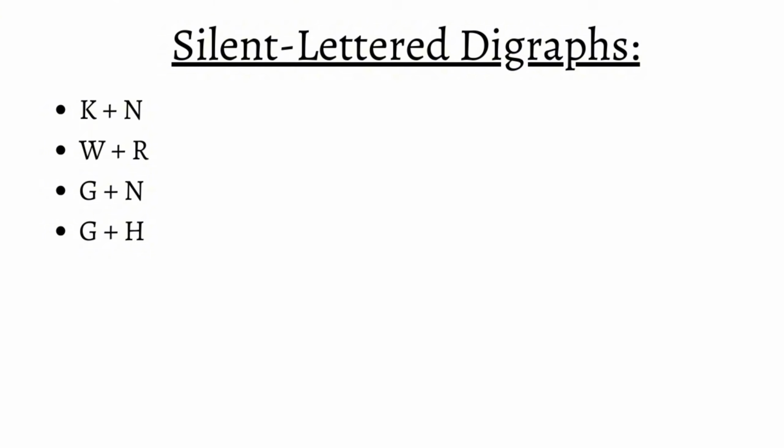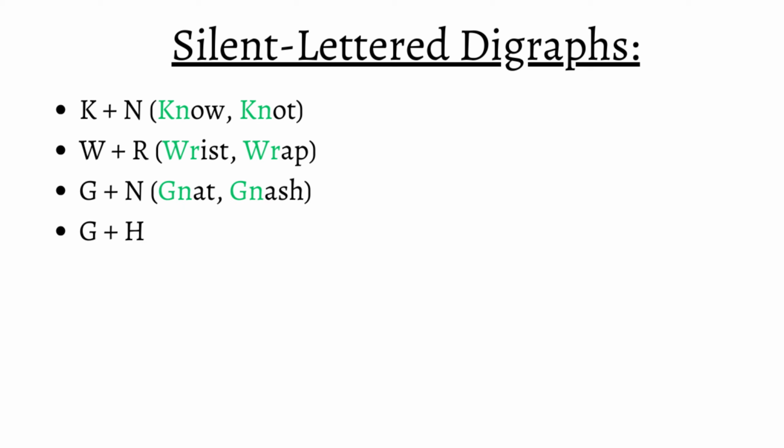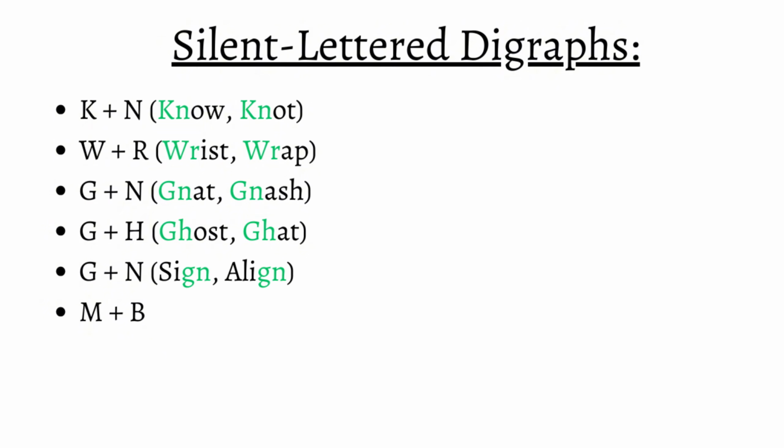K and N are mainly silent at the beginning of words, like know and knot. The same goes for W and R, wrist and wrap. The same also goes for G and N and G and H, like gnat, gnash, ghost, and gnat. Some of these silent letter digraphs also come at the end of words, like G and N and M and B: sign, align, comb, and limb.